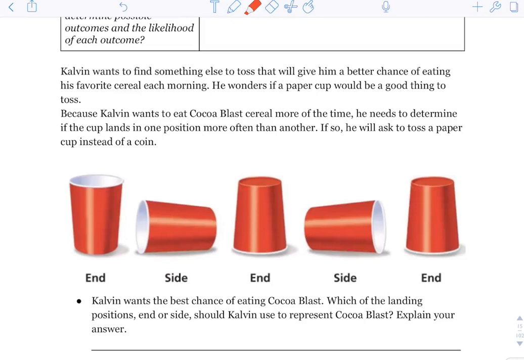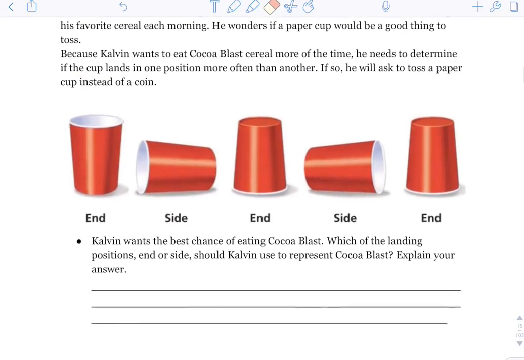Because Calvin wants to eat Cocoa Blast cereal more often, more of the time, he needs to determine if the cup lands in one position more than the other. If so, he will ask to toss a paper cup instead of the coin. So he's going to test his hypothesis.